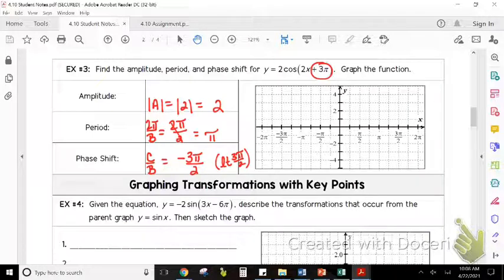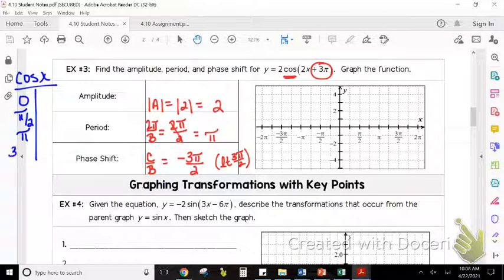All right, so when I go to graph this, I got to remember my cosine, because that's our function here, cosine parent table. Cosine starts at the top, and then it comes down. All right, but for our transformation, well, our y's, we're going to multiply them by that 2 at the front.